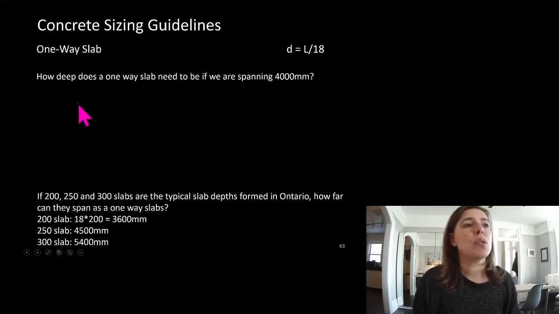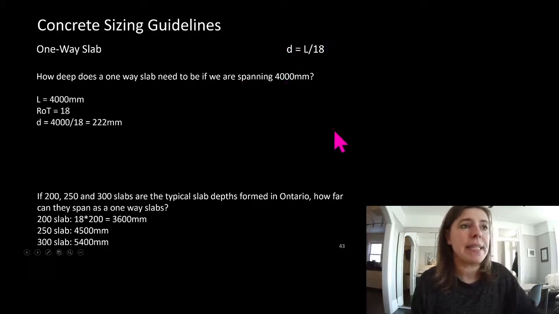So how deep does a one-way slab need to be if we're spanning 4 meters? Our sizing guideline is L divided by 18. So we have our 4 meters divided by 18, or 222.